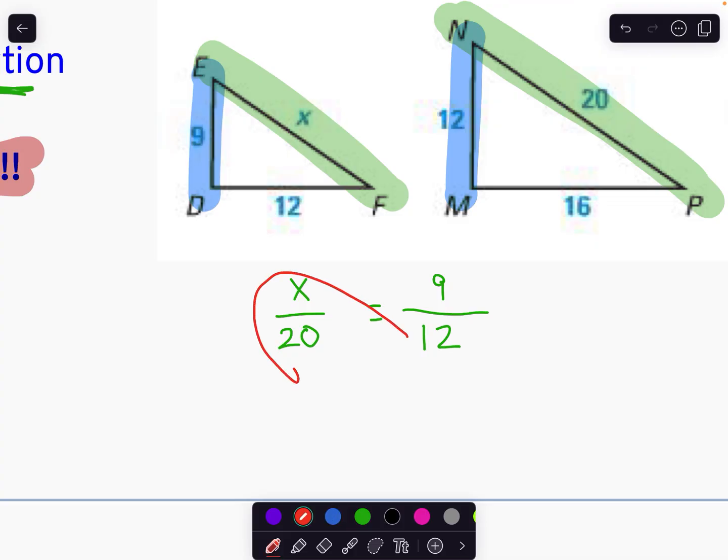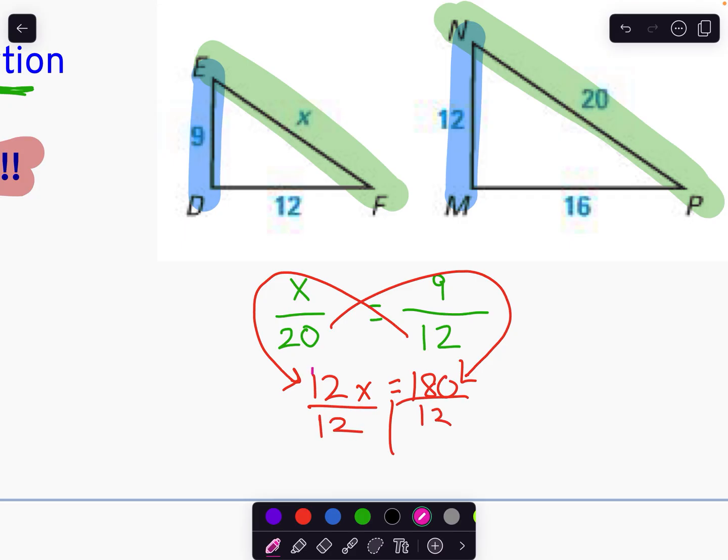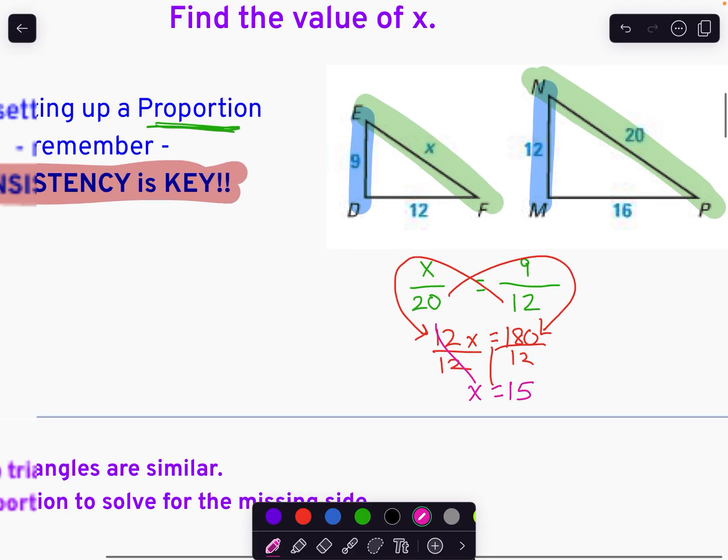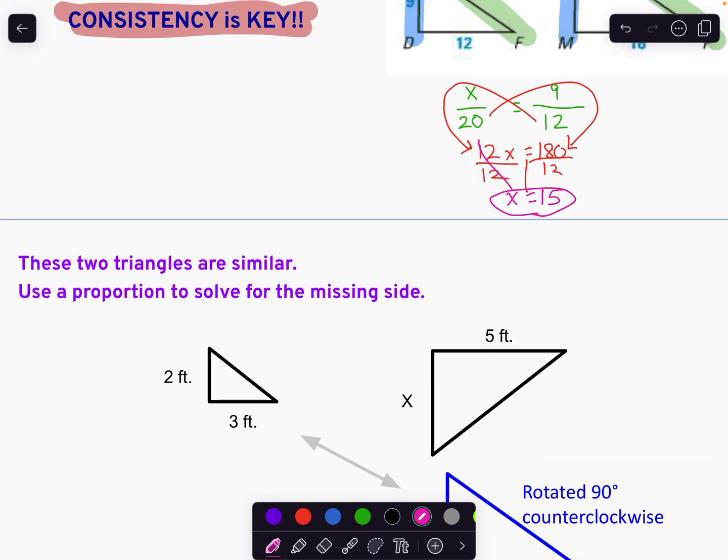So I'm going to say 12 times x is 12x, right? Bring down my equal sign. 20 times 9 is 180. Divide both sides by 12. Okay, so 180 divided by 12, you should get 15. So for this problem, we're going to say that side x should be 15. Okay? All right, let's go down here.